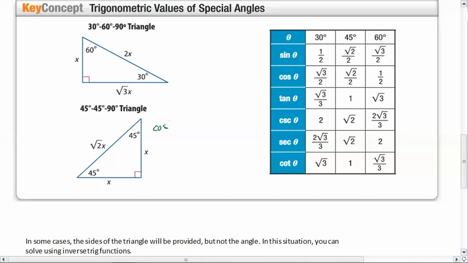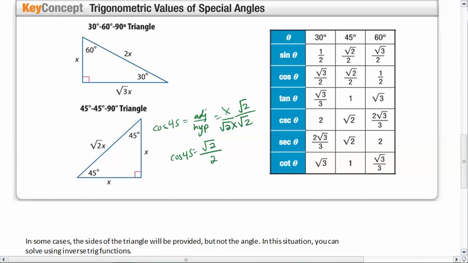Let's just prove it. So if we were to do cosine of 45, cosine is equal to what? Adjacent over hypotenuse. So our adjacent is equal to x over root 2 times x. So our x's are going to cancel out. We have 1 over square root of 2. We're not allowed to have square roots in the bottom, so we have to multiply by square root of 2 over 2. We end up with square root of 2, and we have square root of 2 squared in the bottom, which is going to just leave us with 2. So cosine of 45 is going to equal square root of 2 over 2.